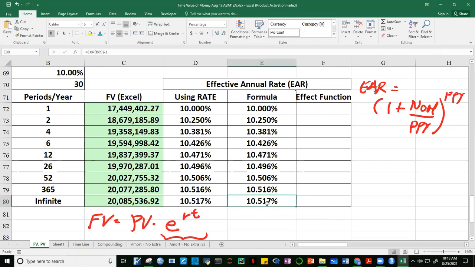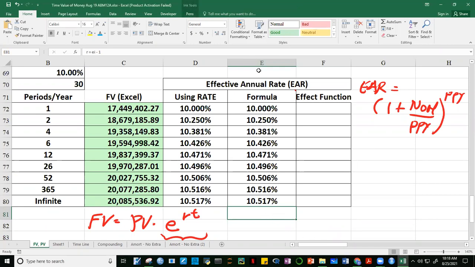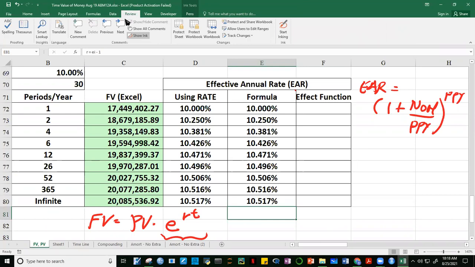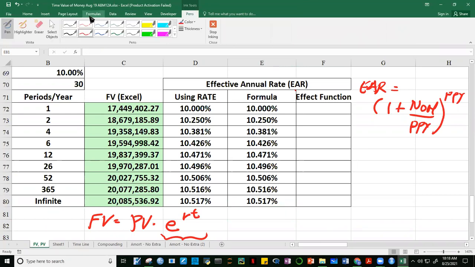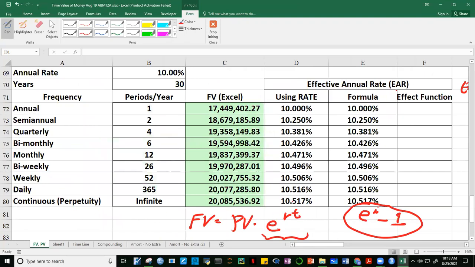Alright, for this one guys, ito yung formula natin kanina. The formula here for continuous compounding to get the effective annual return. So the formula for that is e to the I minus 1. So ito, this is e to the I minus 1. So this is the formula to get the effective annual return for continuous compounding, for infinite compounding.